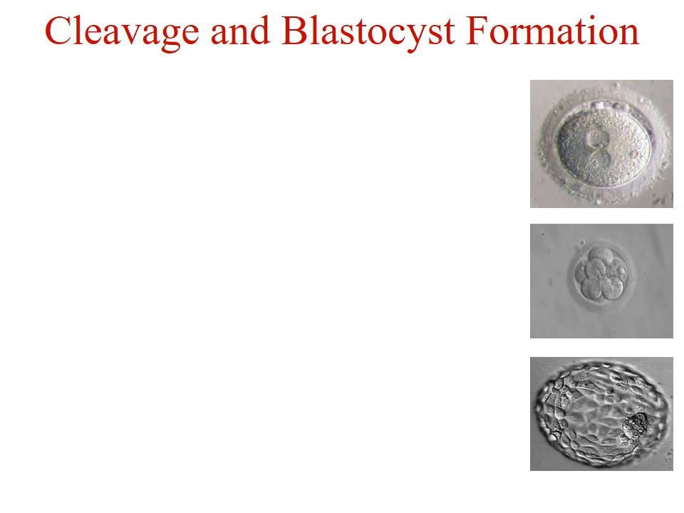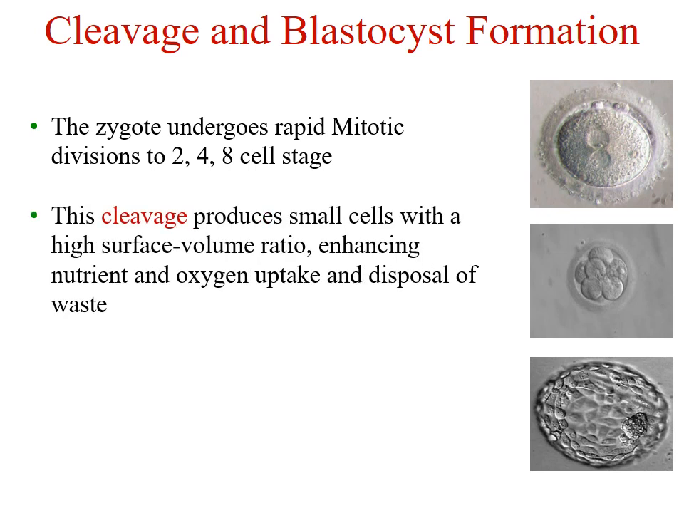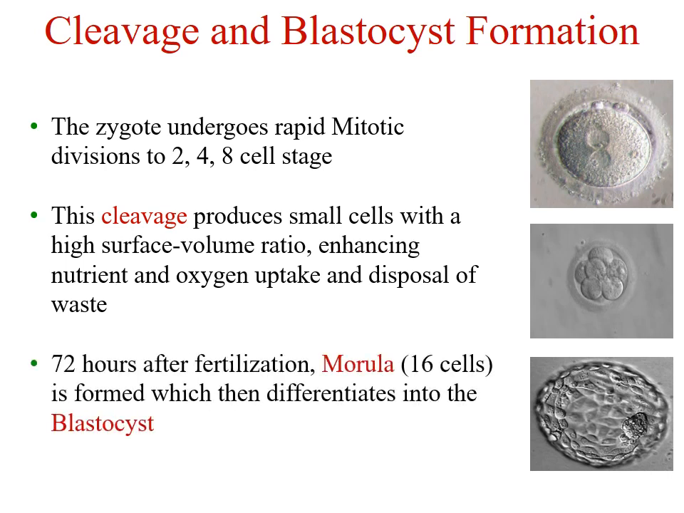Cleavage and blastocyst formation. The zygote undergoes multiple mitotic divisions, and 2, 4, 8 cell stages will be achieved. This cleavage produces small cells with a high surface to volume ratio, enhancing nutrient uptake and disposal of waste. 72 hours after fertilization, the 16 cell condition called the morula is formed, and then it differentiates into a blastocyst, and the blastocyst then gets implanted.